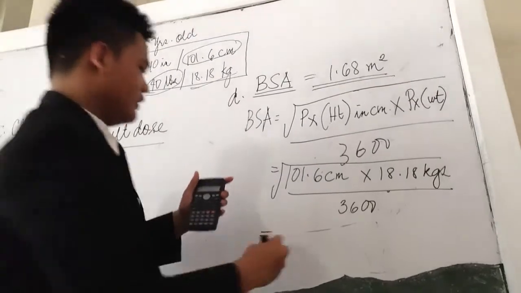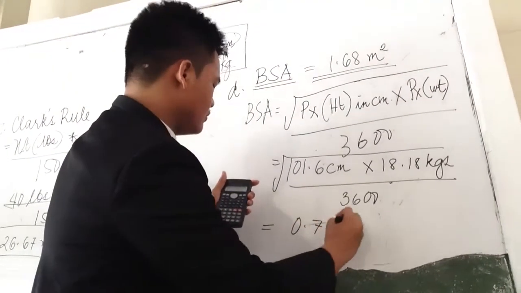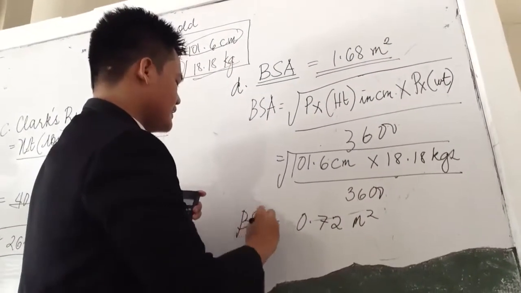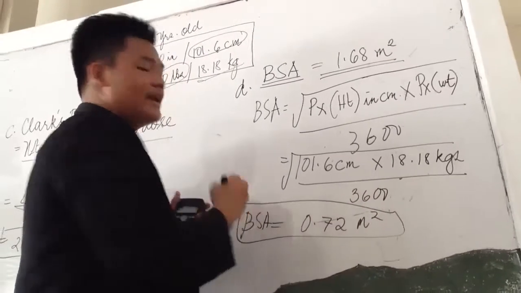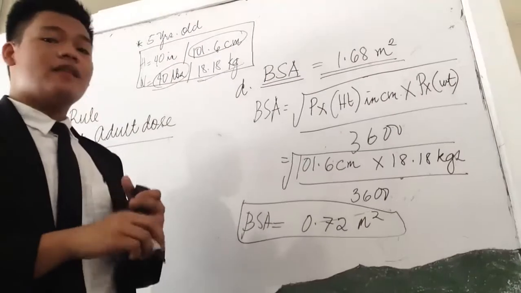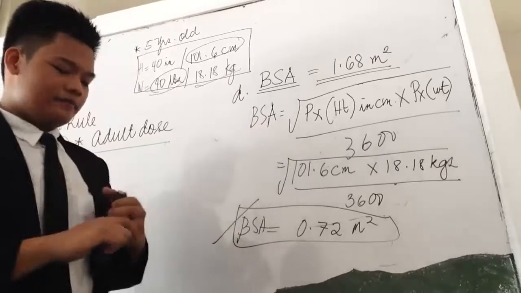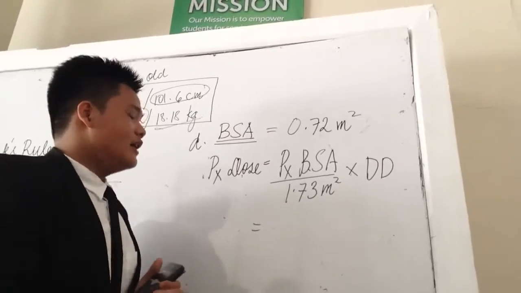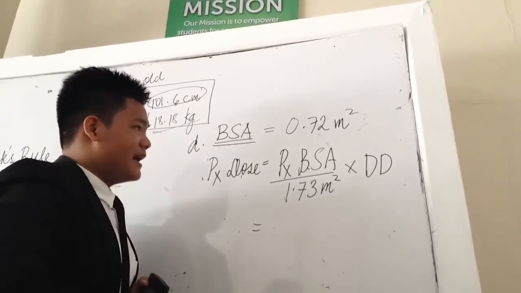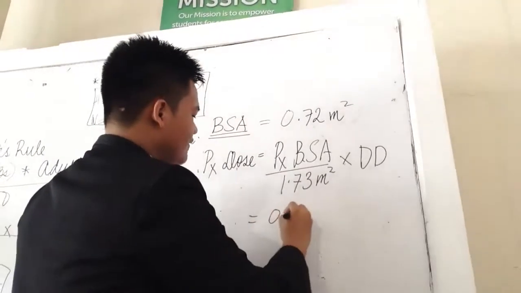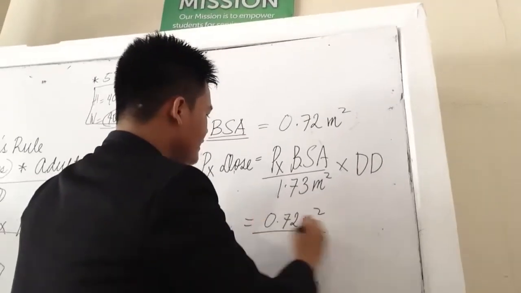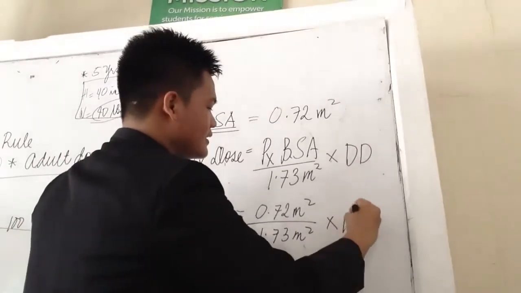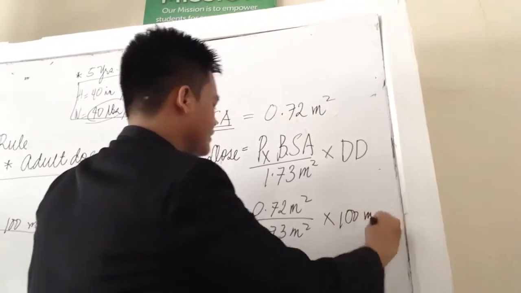So we got 0.72 m squared as the patient's BSA. Okay, so the next thing we will do is get the patient's dose using the BSA. So let's substitute the formula. Patient's body surface area, which is 0.72 m squared, divided by 1.73 m squared, times the drug dose, which is 100 milligrams.